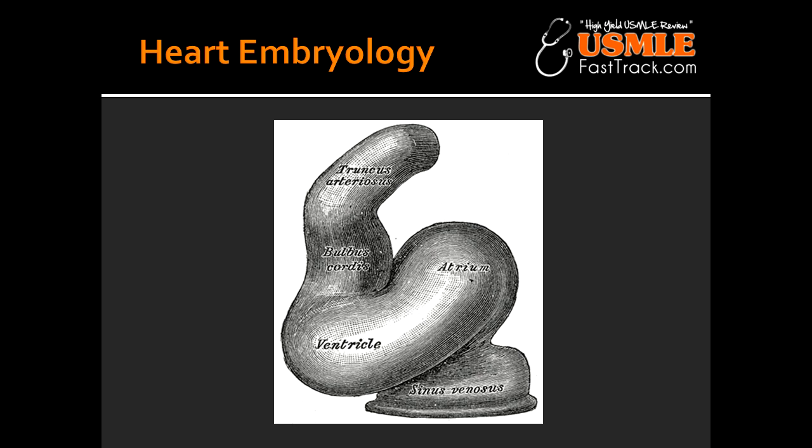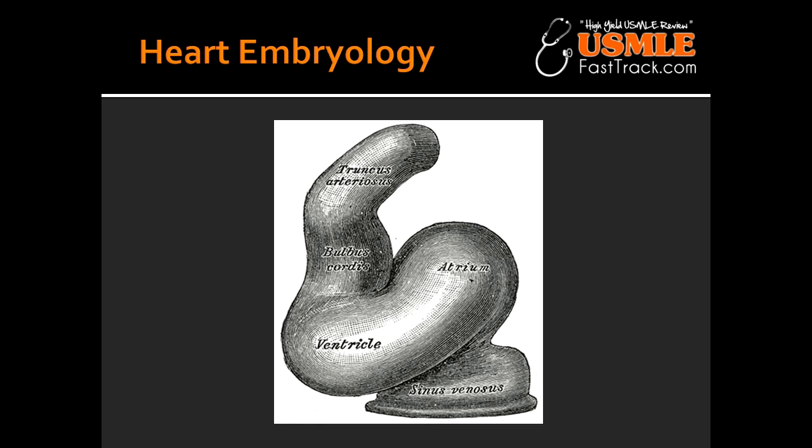Heart embryology. What does the embryonic structure, truncus arteriosus, give rise to? Truncus arteriosus gives rise to the ascending aorta and the pulmonary trunk. What does the embryonic structure, bulbus cordis, give rise to? Bulbus cordis gives rise to the smooth part of the left and right ventricle.